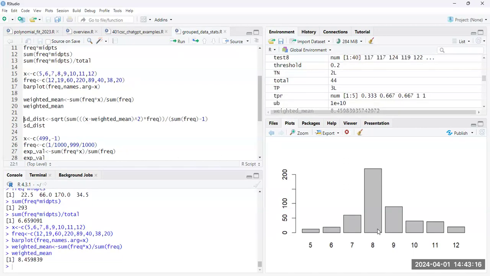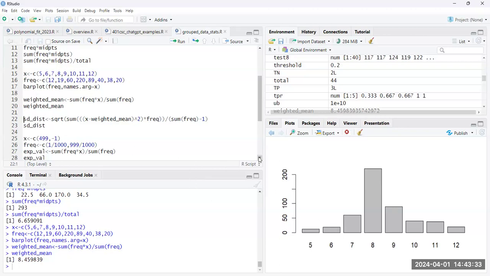And we get about 8.45, and that makes sense. The biggest values are at 8, and there is a slight increase, so it's like right skew, in that the bins on 9 and 10 are bigger than the ones on 7 and 6.